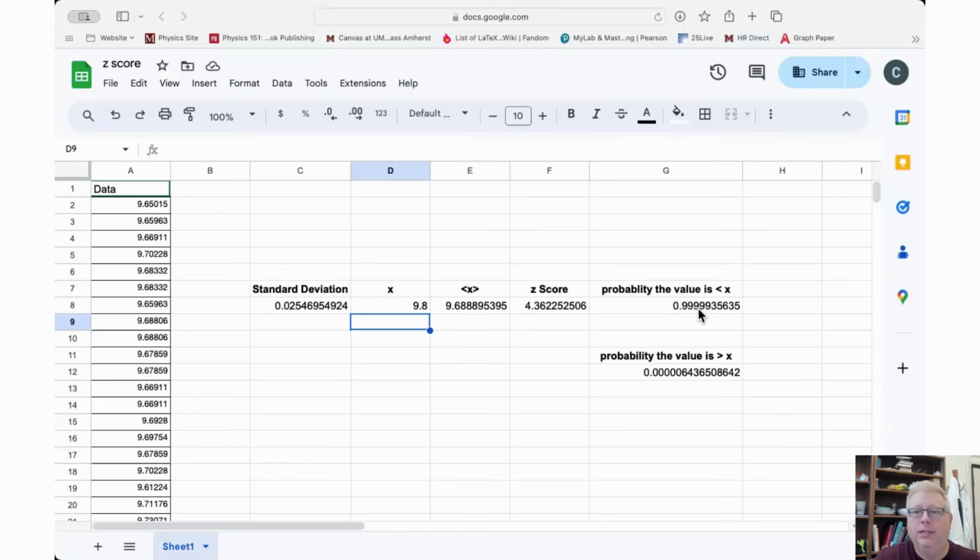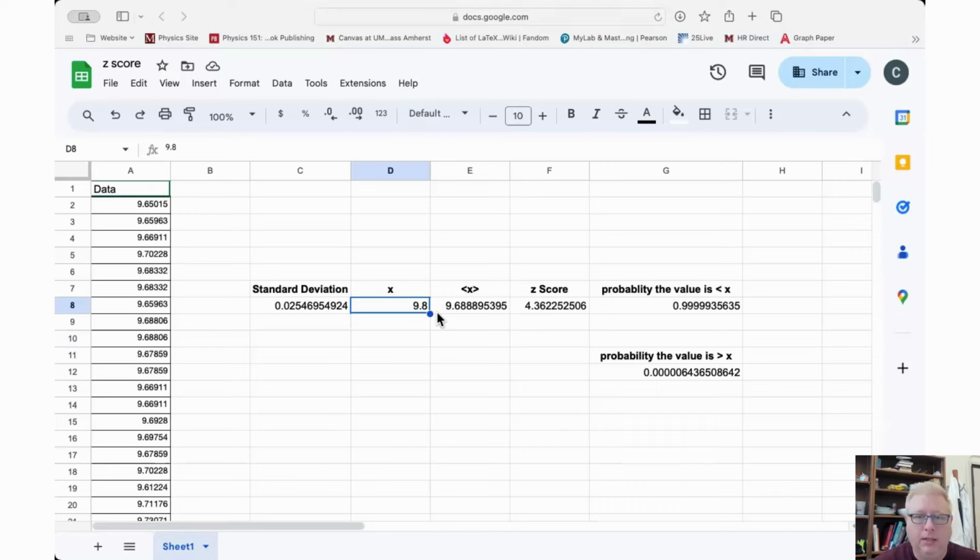Now I also get some other information in G. I get the probability. It's the probability that my value, my theoretical value of 9.8, which I know it should be, is about 6 to the minus 7th. So could we say they're close? No, they're way off.